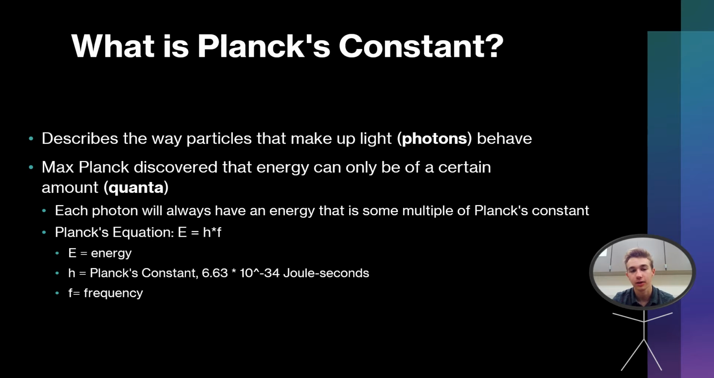Well, it describes the way particles that make up light, called photons, behave, and Max Planck discovered that energy can only be of a certain amount called quanta. And his equation shows that energy equals his constant, 6.63 times 10 to the negative 34th joule seconds, times the frequency of light to determine the energy of the photon in that light.